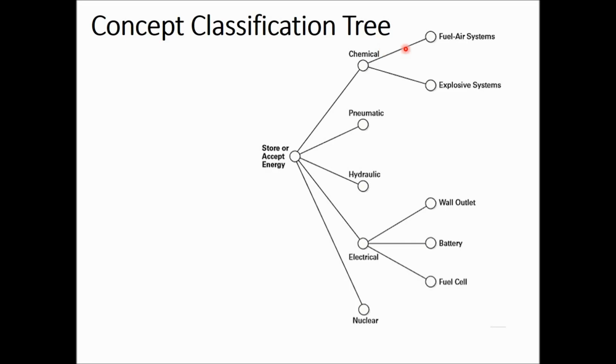And similarly, to store and accept chemical energy, for chemical, for example, there can be several techniques like fuel air systems and explosive systems. For example, if you choose electrical, then you can just plug it into the wall socket, or you can use a battery, or you can use fuel cells. Like that, you can expand this tree based on the ideas or based on the options that you have to implement these different options.